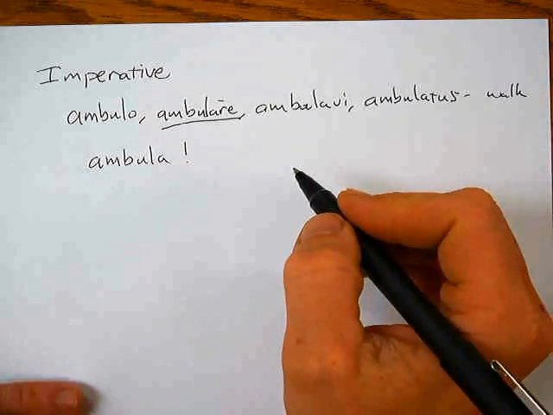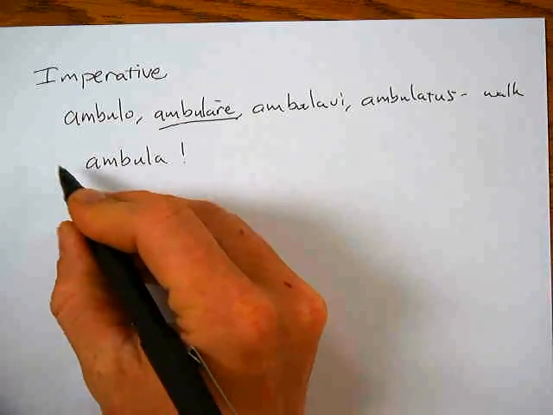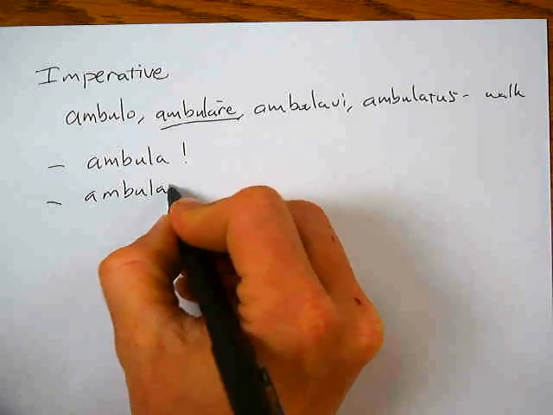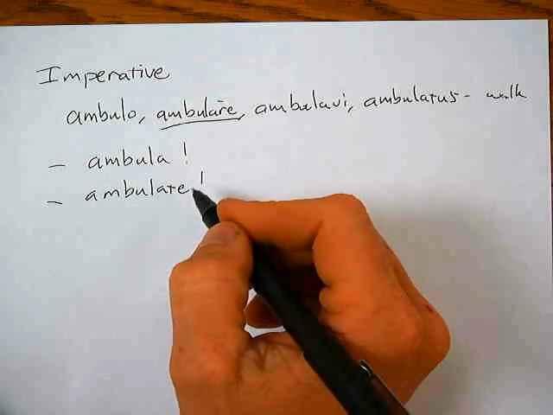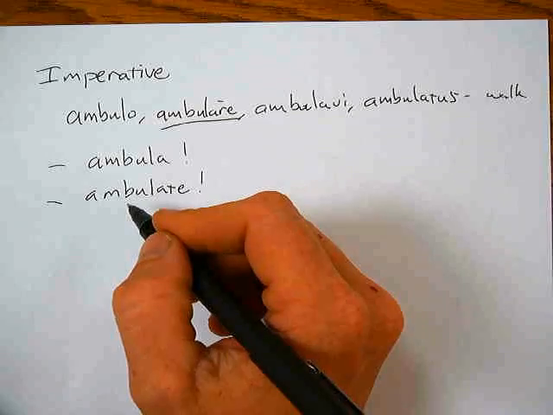If I want to say be greeted, I say salve. That's the singular form. If you want to make it plural, then you just add a TE. Ambulate. And now you got a plural. So if I want to tell the whole class to walk, I say ambulate.